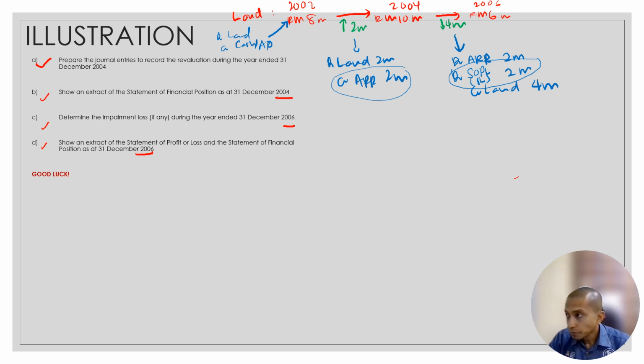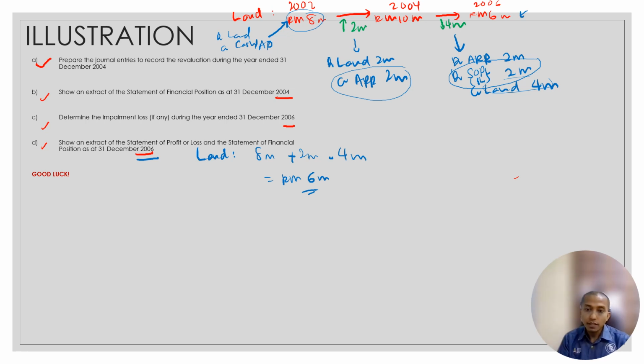Alright, so now after the revaluation, how much is actually our land? So we can record that land value originally is 8 million. 8 million plus 2 million minus 4 million. So now the land value is RM 6 million. You see this one? So now it's tally. Done. So now that is for land.